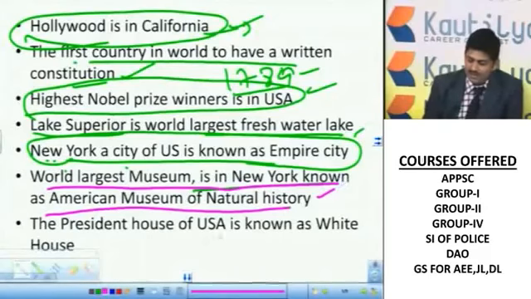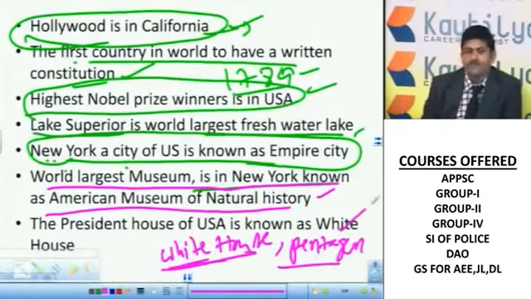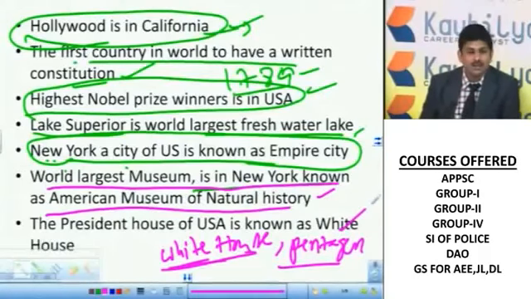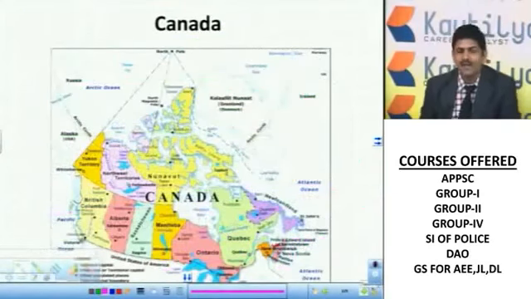Next, the President House of the US is known as the White House. And also you can remember another point here. America's defense office is known as the Pentagon, and this Pentagon is the official residence of the Vice President of USA. As per the Constitution, the Vice President of USA does not have much power in his hand. So those are the important points about America.